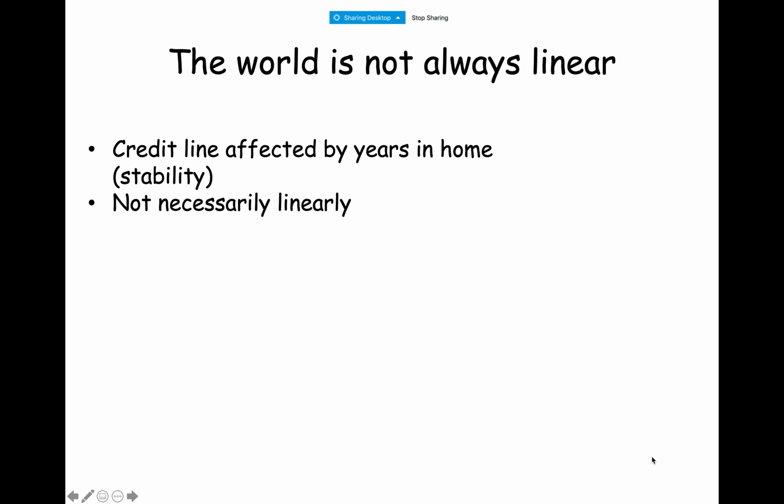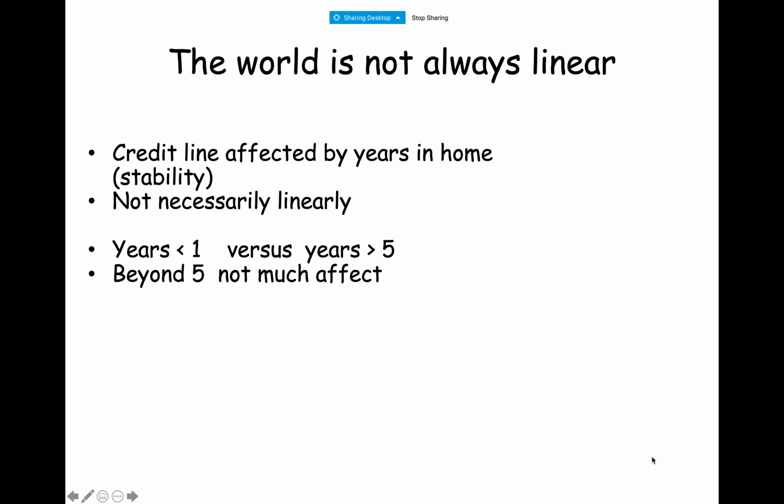So you can think of it that the amount of credit you're extended increases, increases, increases, and then you hit 5 years and it doesn't really do much after that. So it's not necessarily linear. For example, less than 1 year, it might be really bad. Between 1 year and 5 years, it grows linearly. And then once you're over 5 years in residence, the amount of credit doesn't really change very much, right? 5 years is considered relatively stable.